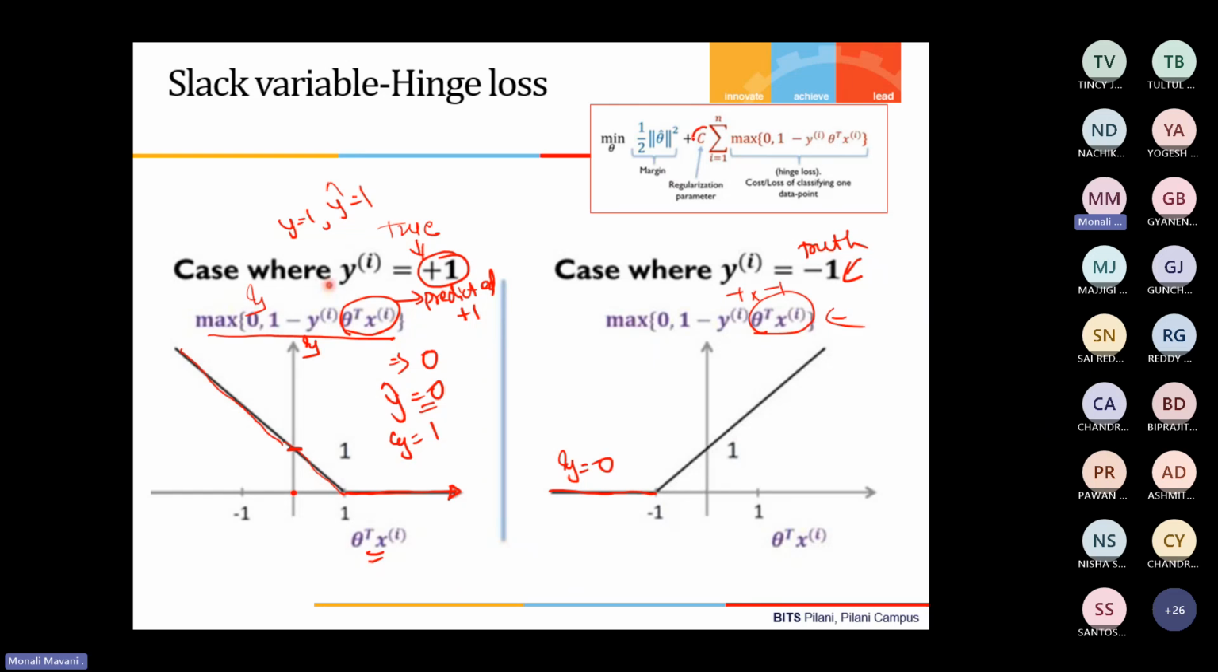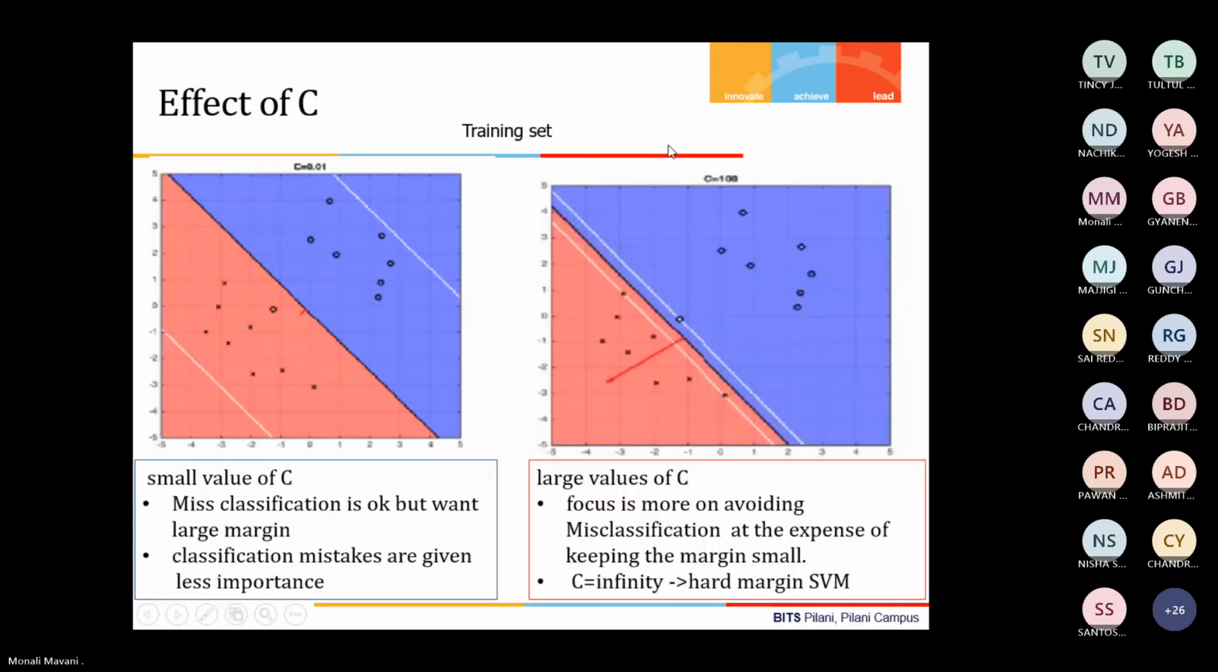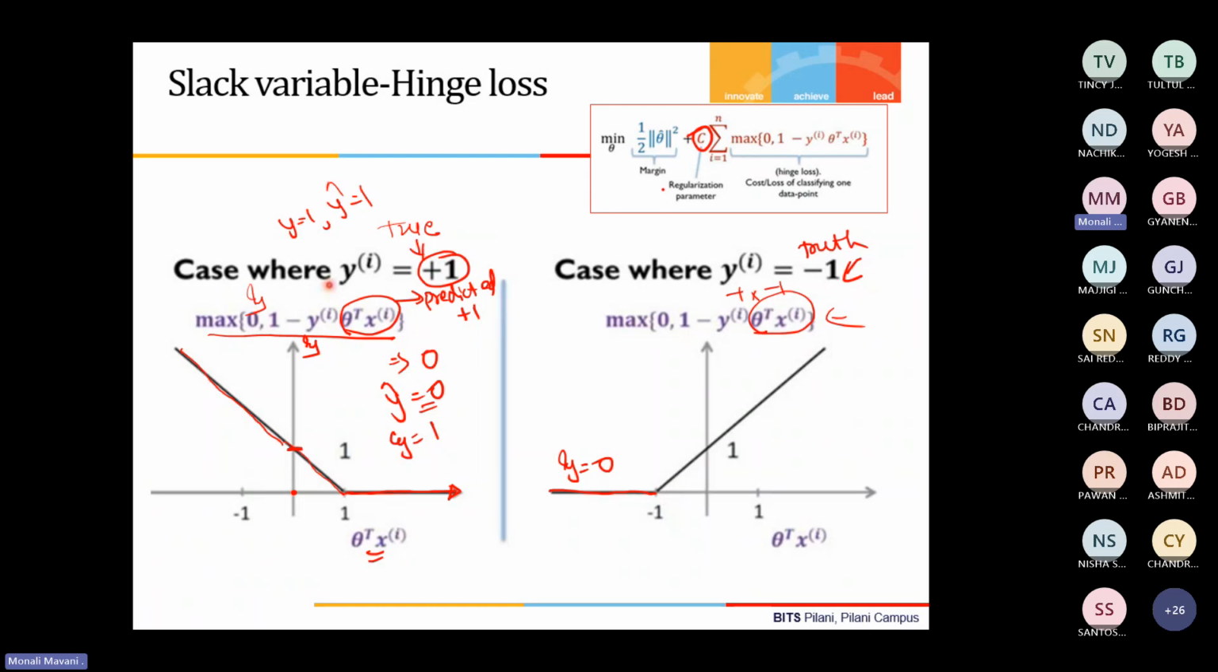Now, the effect of C. This is our J theta, our modified cost function. The first term is a minimization term, and minimizing it will actually result in what? Can I say it will result in the maximum value of the margin? It will maximize the margin if we are able to minimize the first term. Correct?